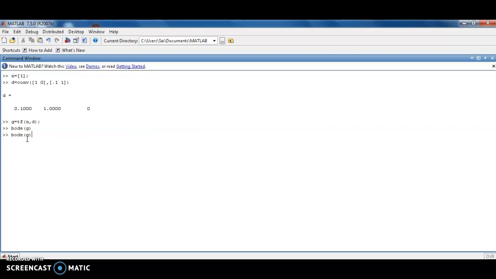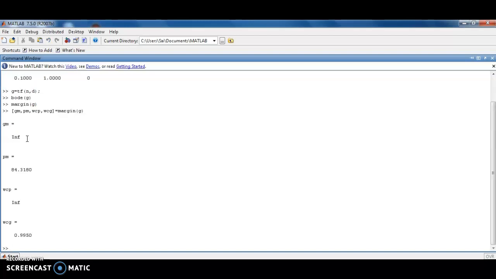Margin g. So GM, PM, omega CP, that is the phase crossover frequency, and omega CG, the gain crossover frequency, equal margin g. These are some of the margins. So GM is infinity, PM from the above transfer function, if you calculate, will be 84, omega PC, that is the phase crossover frequency, will be infinity, and the gain crossover frequency will be 0.99.